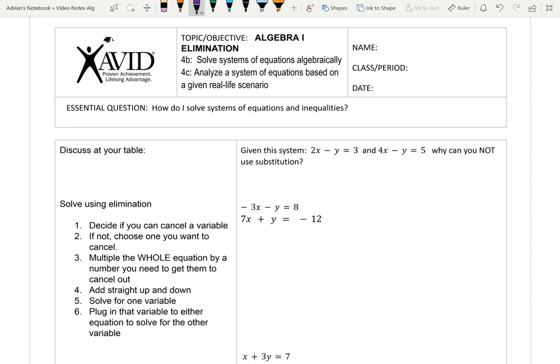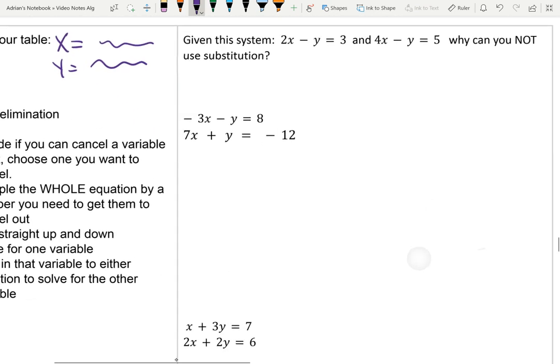So first thing I have for you, just kind of think about, says given this system, why can you not use substitution? So the reason we can't use substitution here is because there's not a variable already alone. So there's no x equals something or y equals something. Both of them are full equations, so there's nothing to plug into another one. So in that case, we want to see, can we use elimination?